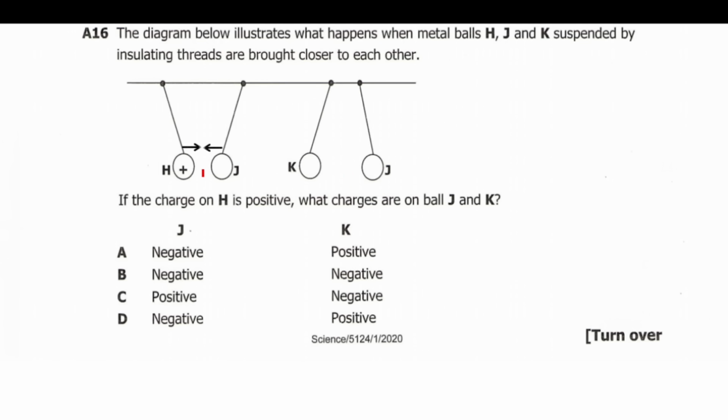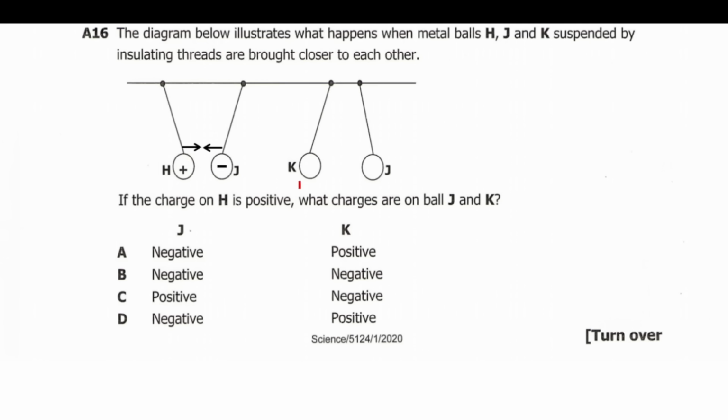Attraction here between H and J. Now, since H is positive, what charge will J be? According to the law of static electricity, unlike charges attract. So for there to be attraction here, the charges are unlike, meaning they are not the same. And in nature, we only have two types of charges, positive and negative. So if the charges are not the same and this is positive, this means J is negative.